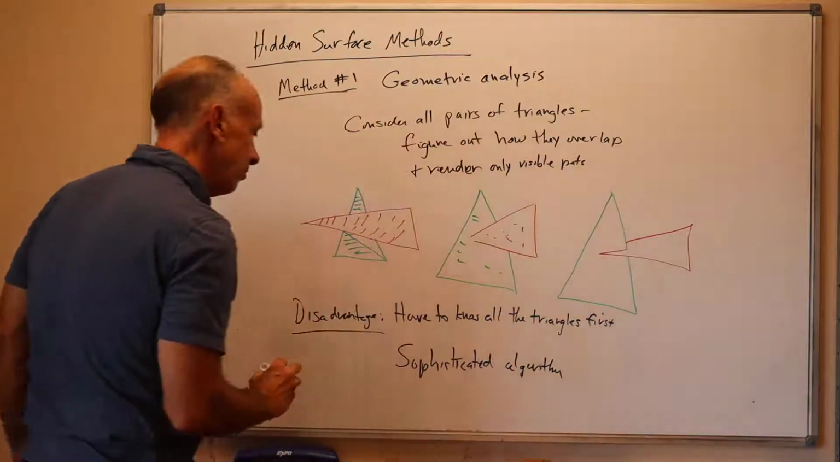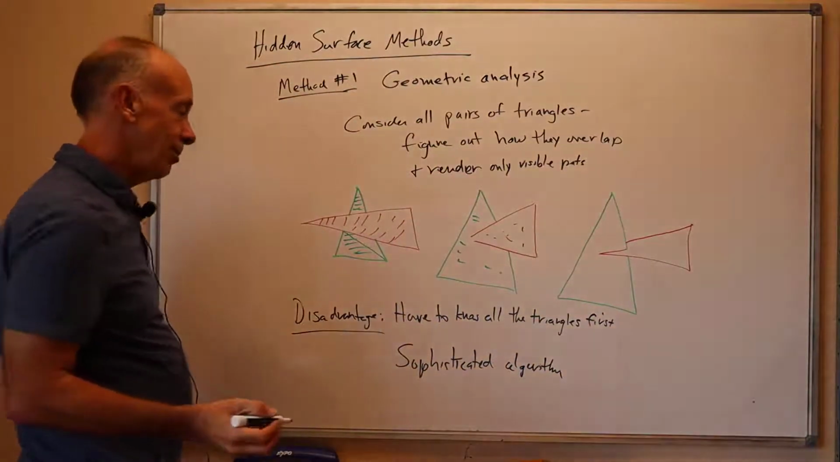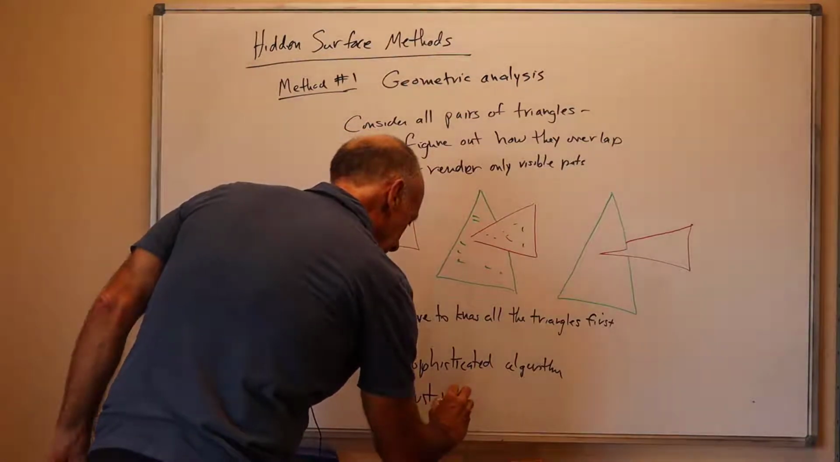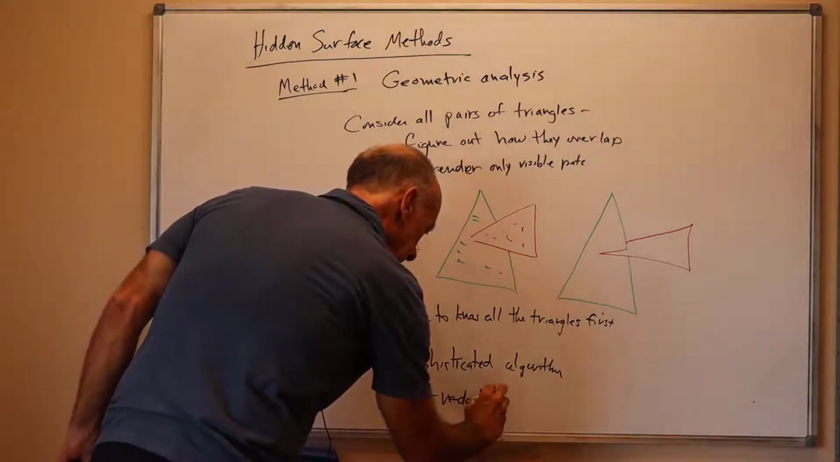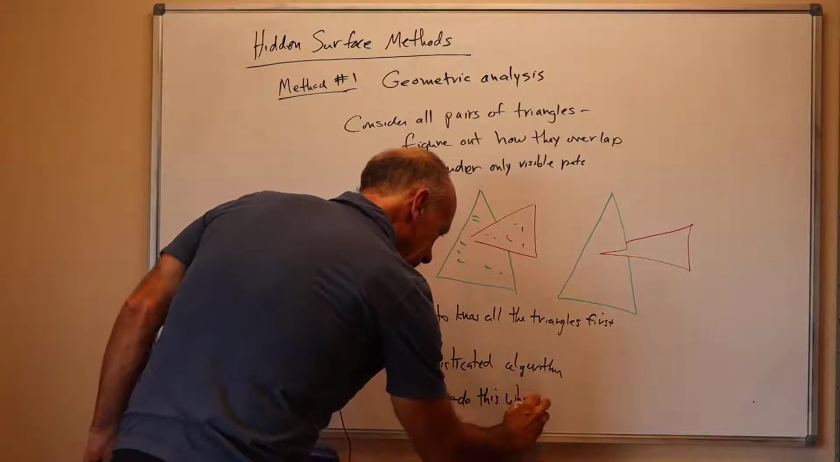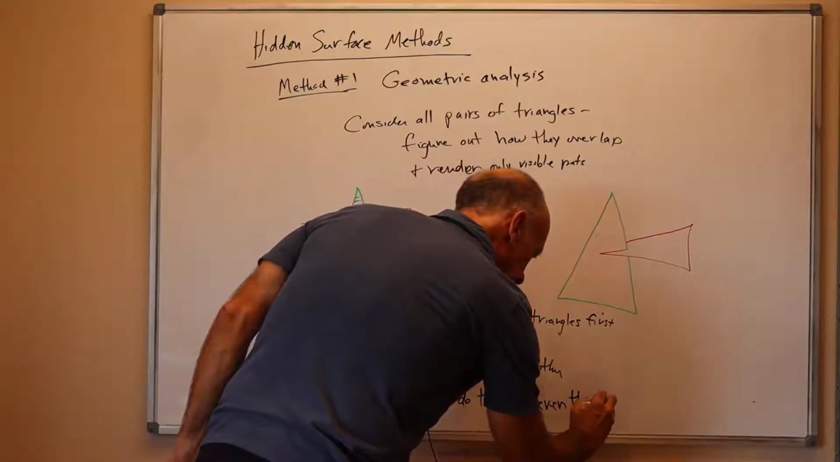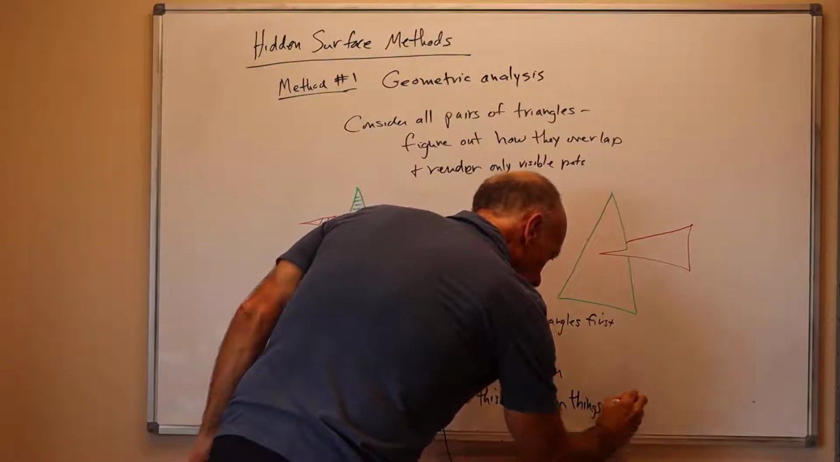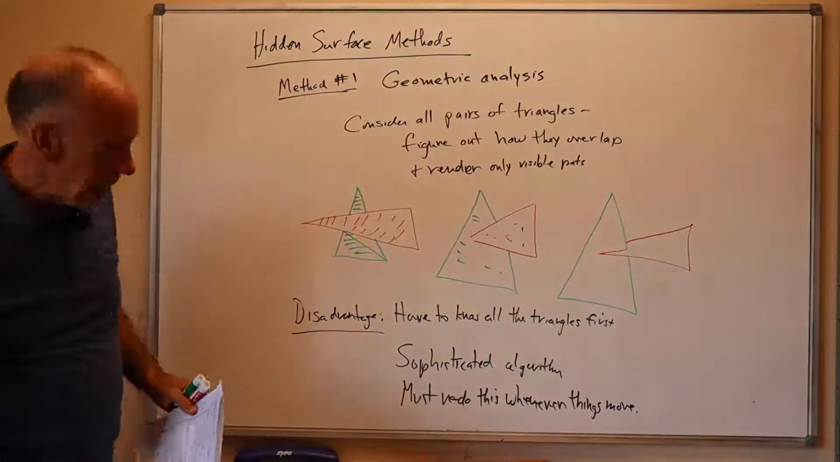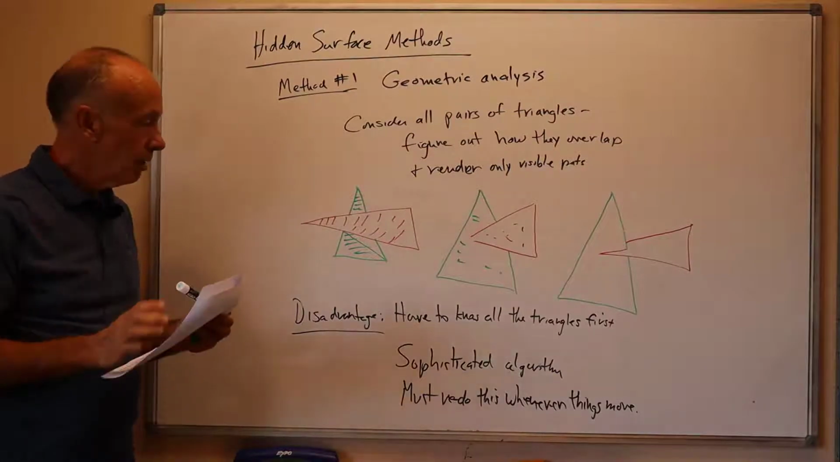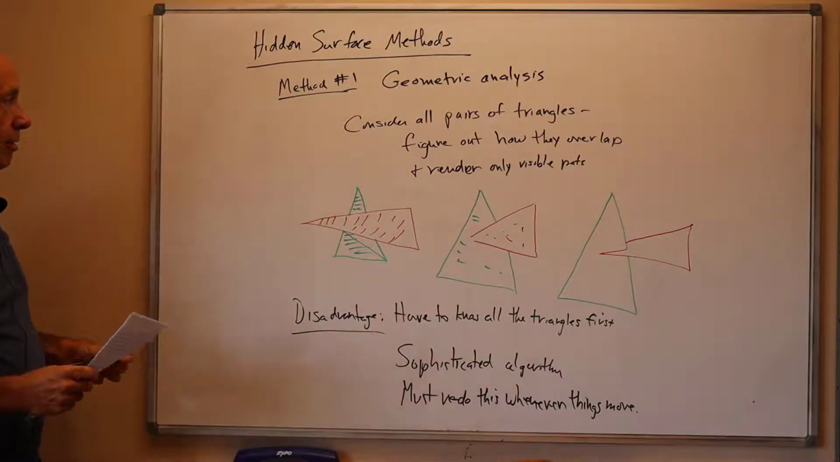You also have to redo this every time, say, the view position moves. You must redo the work whenever things move, in particular whenever the viewer moves. So it has a lot of disadvantages. So method 2 will be the painter's algorithm.